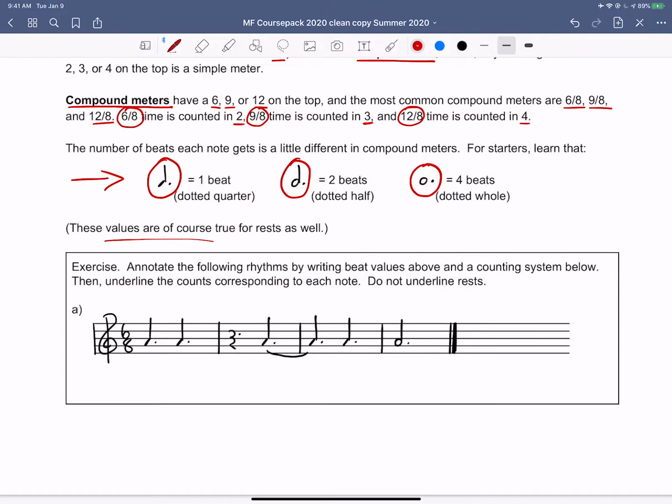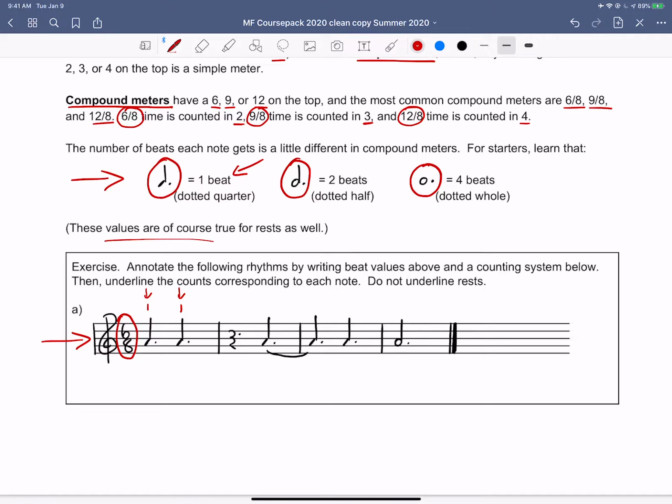So let's do a couple of these rhythmic annotations to get a sense of how this actually works in practice. We're going to write our beat values above, and we're going to write our counting system below. So let's tackle letter A here. What we have at the beginning are a couple of dotted quarter notes. Well, dotted quarter notes, as we just said, each of them gets 1 beat in this time signature. So anytime you see 6/8, 9/8, or 12/8, really be on the lookout. Kind of check to make sure that you're making the proper assumptions because they're different from our previous meters.